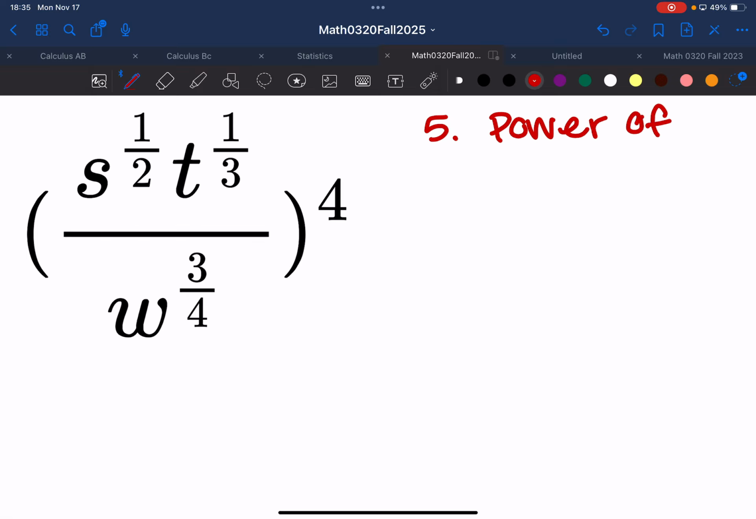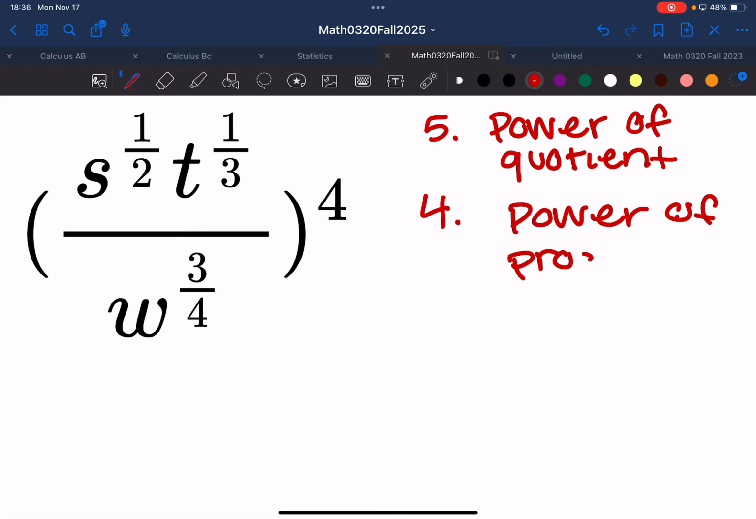Power of quotients because we have a fraction in there. And then we're also going to use what rule? Power of product. No, okay, fine. There's 3 rules. The power rule. The power rule, that's the one I was thinking of, but you guys are right. We can use all of these. Power of products, that's number 4, and then the power rule, number 3. We're using all 3 of those.